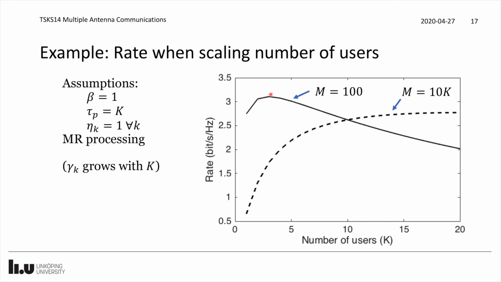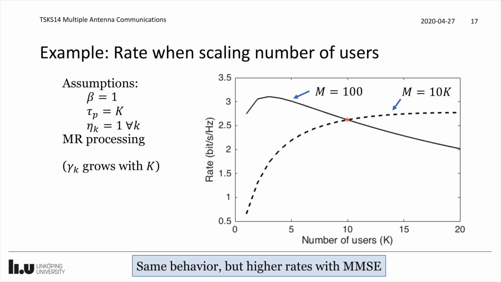Then after a while, the benefit of getting a larger gamma k is outweighed by the fact that we get more interference between the users. Because now the signal term in the capacity expression is constant because we have a constant number of antennas, but the interference term is growing in proportion to the number of users, and that is bringing down the performance per user. And we can see that the two curves are crossing at the occasion when we have 10 users and 100 antennas in both of these different curves. So then we are considering exactly the same setup. And if we were to consider MMSE processing instead of MR processing, we will see the same type of behaviors here, but higher rates for all the different methods.